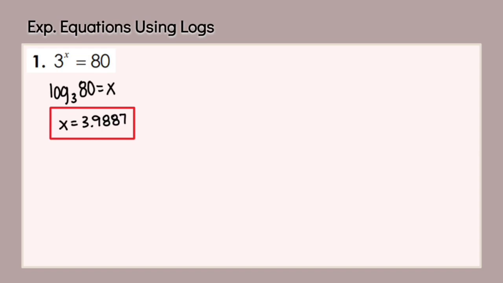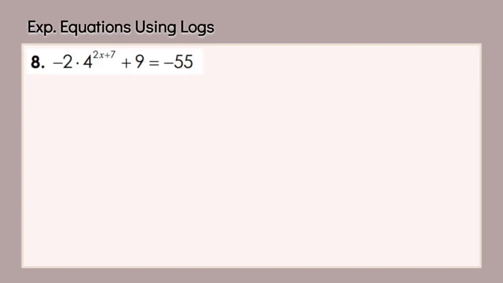And then when we get our solution, we will always want to plug it back in to check our answer, but also to identify any extraneous solutions. In this case, 3.9887 is a true solution, so we're able to accept that and be finished with the problem.